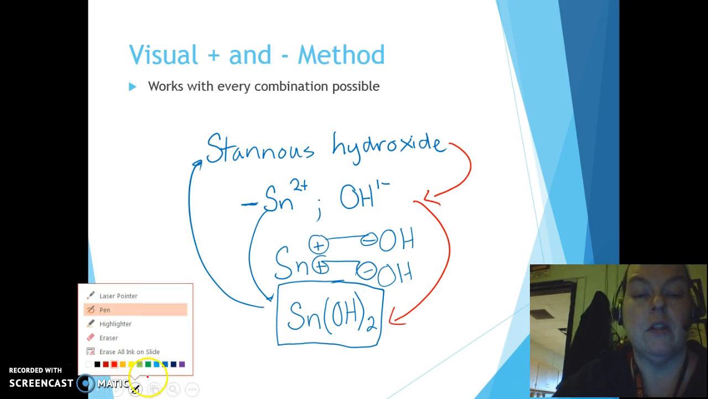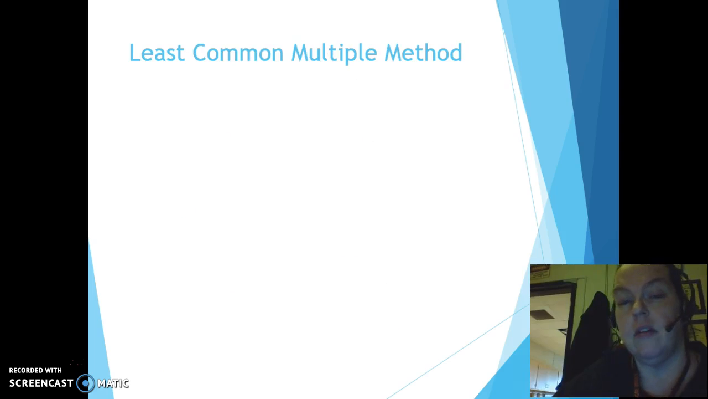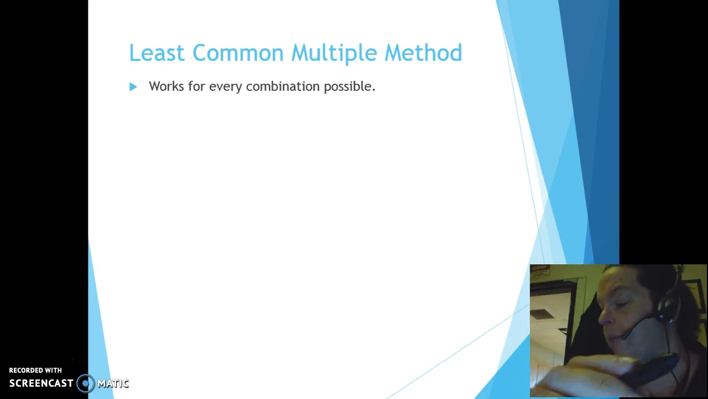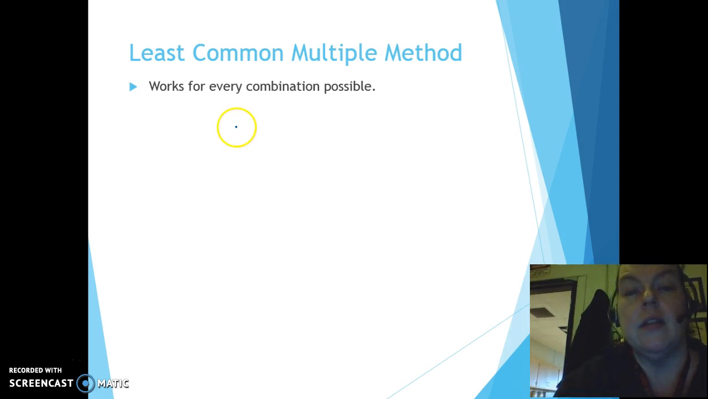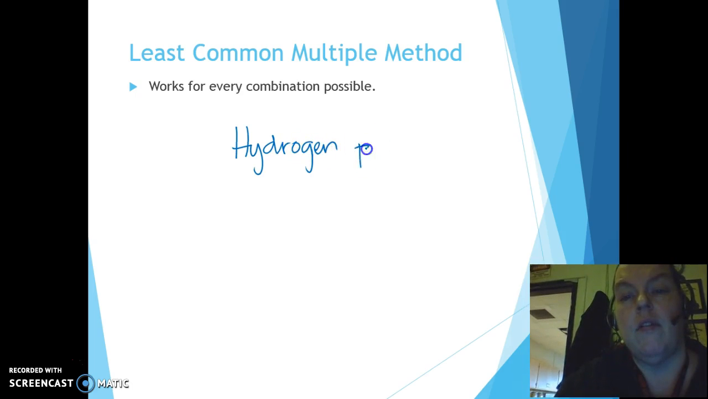Okay? So let's try another one in a different method. So let's try this one in the least common multiple method. The next one I want to do is hydrogen phosphate.